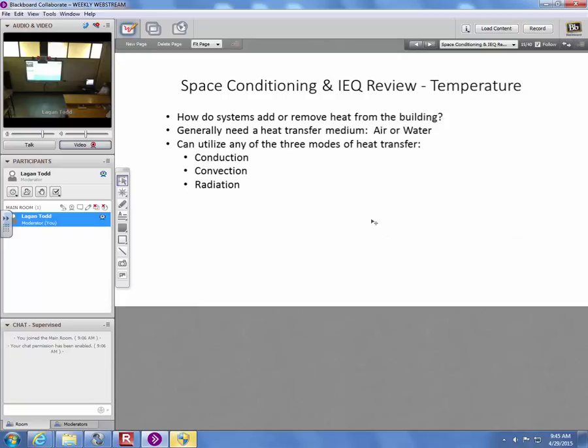So how do these systems add or remove heat from the building? We've talked about before how we generally need some kind of a heat transfer medium, and usually that's air or water, or if not water, it's some water-based liquid like a glycol water solution or something, right? We need some medium to be able to move the heat around, okay? To move it from the place where we add the heat, like in a furnace or a boiler, to the place where we want that heat to go, like a bedroom, okay?